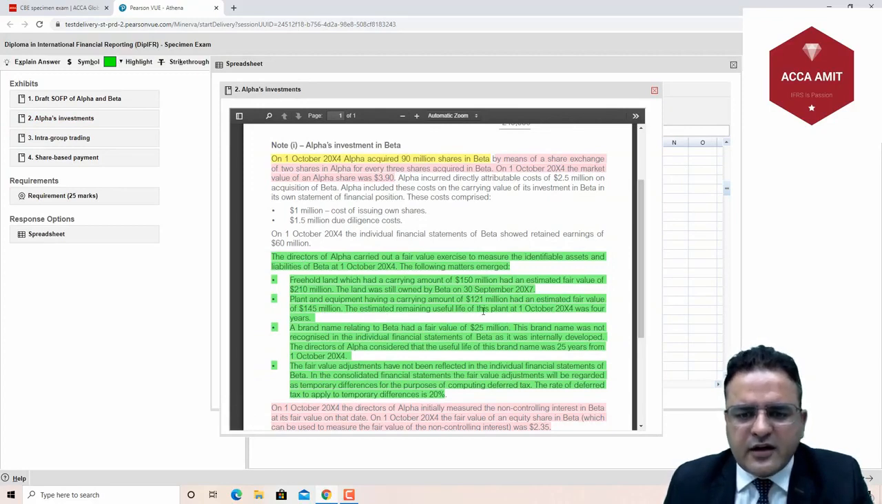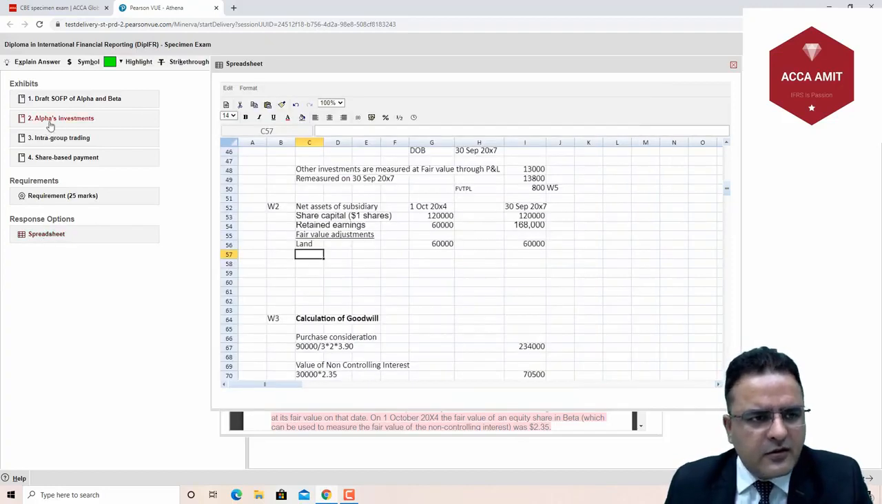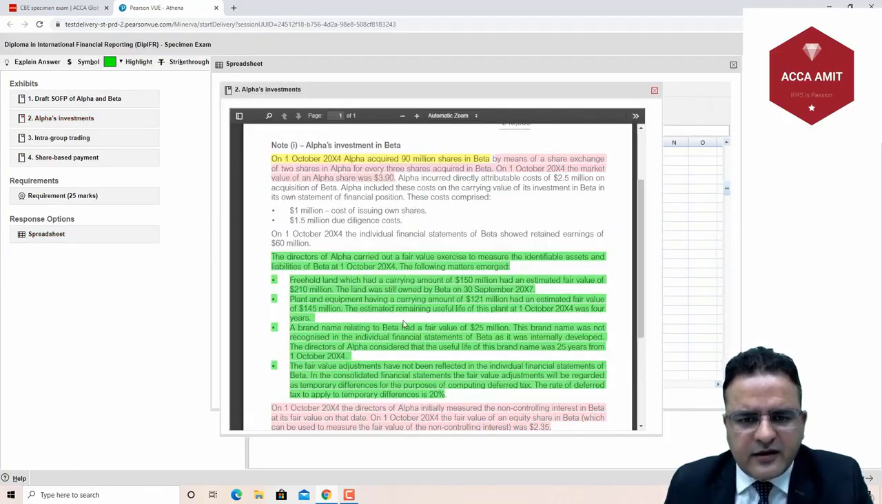Plant and equipment having a carrying amount of 121 million had an estimated fair value of 145 million. So what is the total difference? 145 minus 121. The estimated remaining life of this plant on 1st October 2004 was 4 years. Now we acquired it on 1st October 2004 and we are on 30th September 2007. That is 2004 to 5, 5 to 6, 6 to 7. 3 years have already passed. 1 year's amount is yet to be consumed.